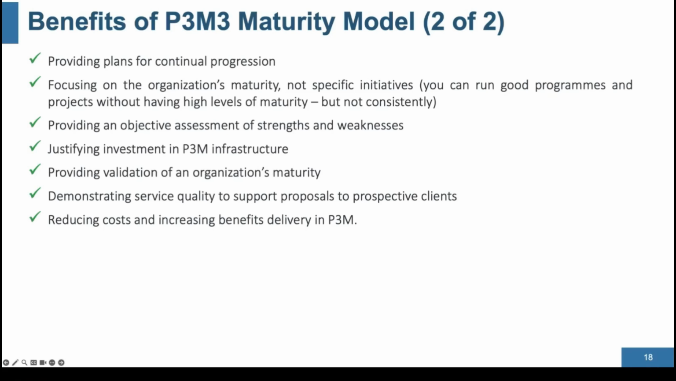If you have detailed information about your level of maturity, it can help you in seeing how beneficial the P3M infrastructure is, so it will justify investment in it. It will help you, of course, to demonstrate quality to support proposals for prospective clients, because in fact you will get an objective measure of your level of maturity in project management, program management, or portfolio management. And at the end of the day, it will lead to decreasing cost and increasing benefits.